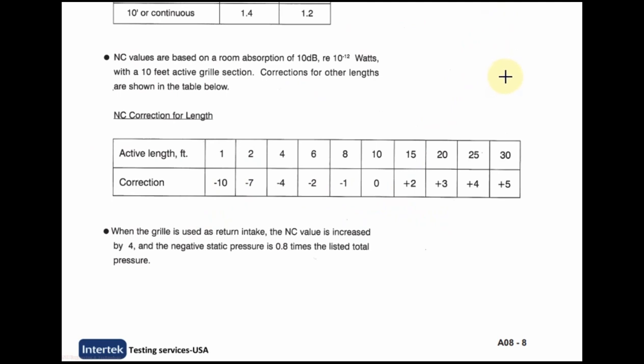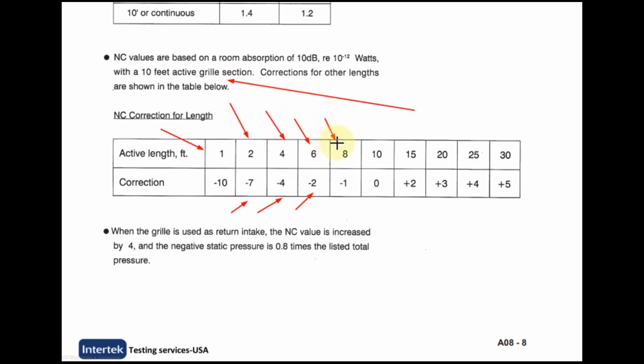Similarly, the NC values given in the performance sheet are calculated based on the 10 feet active grill section. If you are using a different length, then this correction factor needs to be applied. For an active length of 1 feet, you need to subtract 10 from the NC values in the performance sheet. For a length of 2 feet, minus 7, and for a length of 4 feet, minus 4. For a length of 6 feet, minus 2.